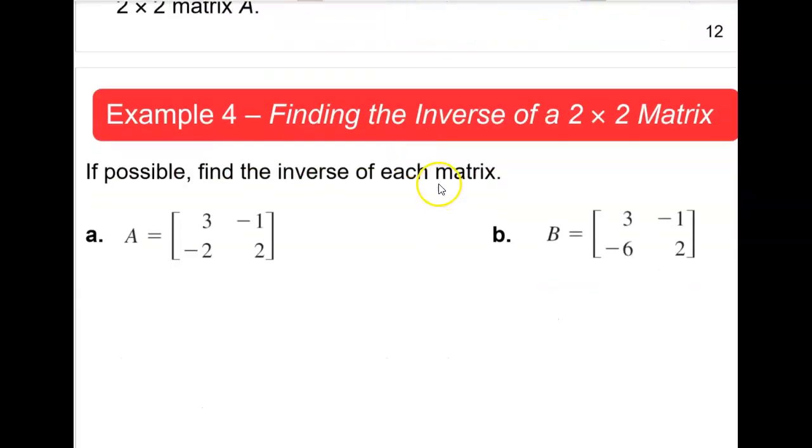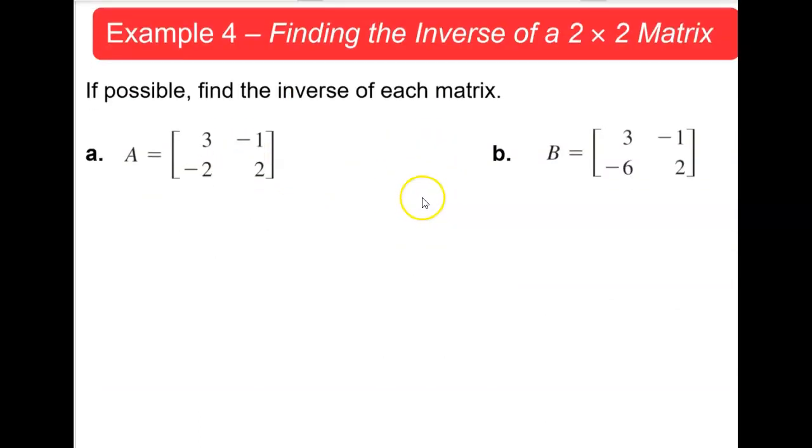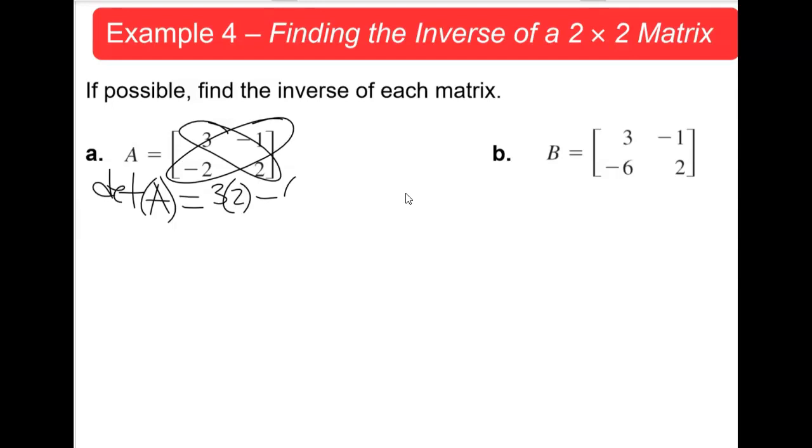So let's see if we can find the inverse of the matrices here. For matrix A, first we need to find the determinant. So let's see. Determinant of A is going to be the product of 3 times 2 and then minus the product of -2 times -1. So that number is going to be 6 minus 2, and that is 4. Okay, so we do have an inverse for that one.